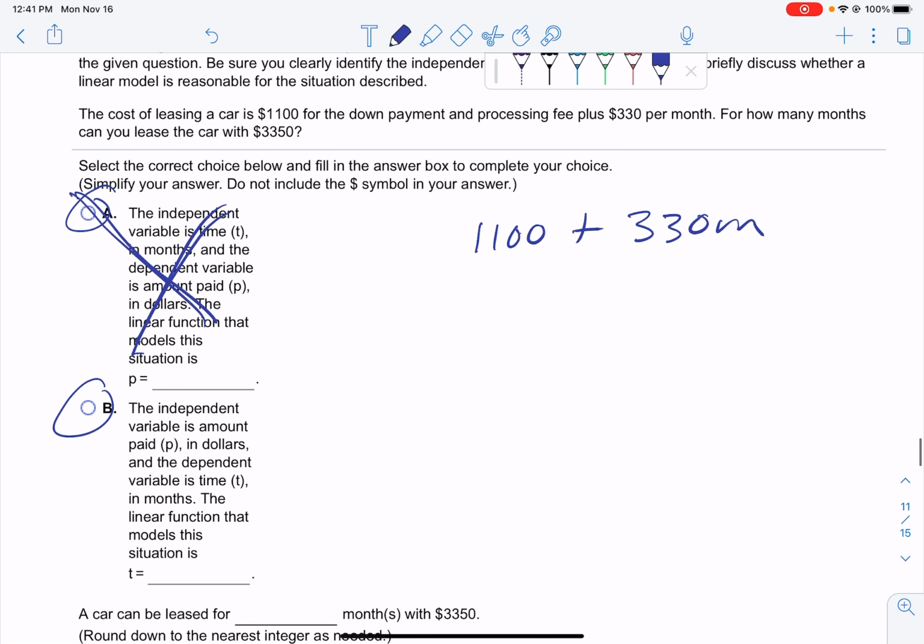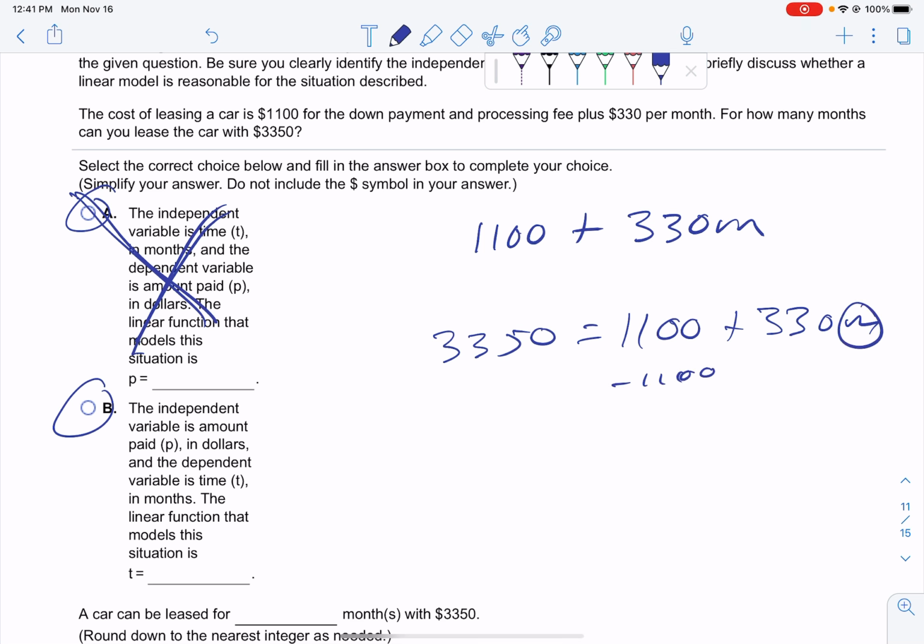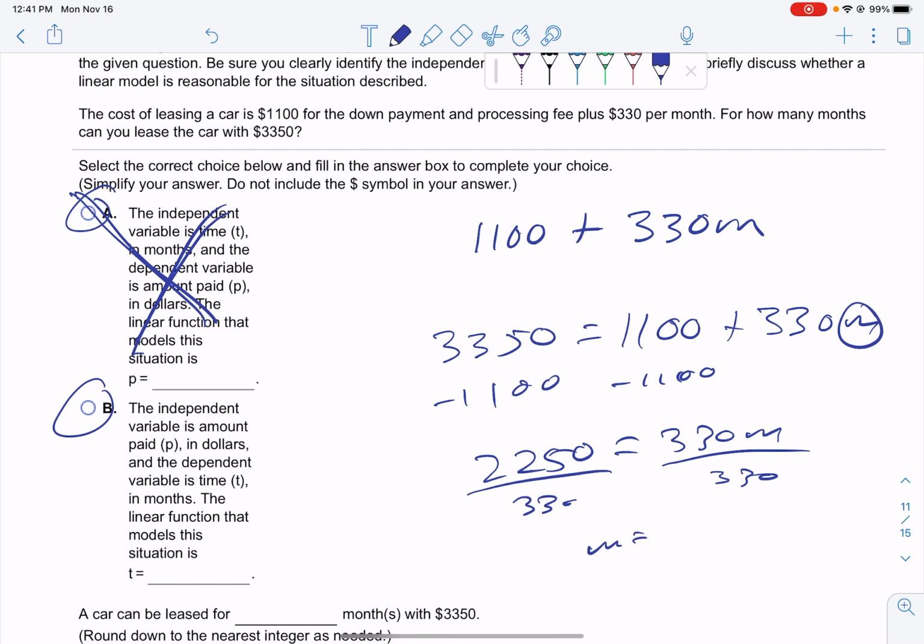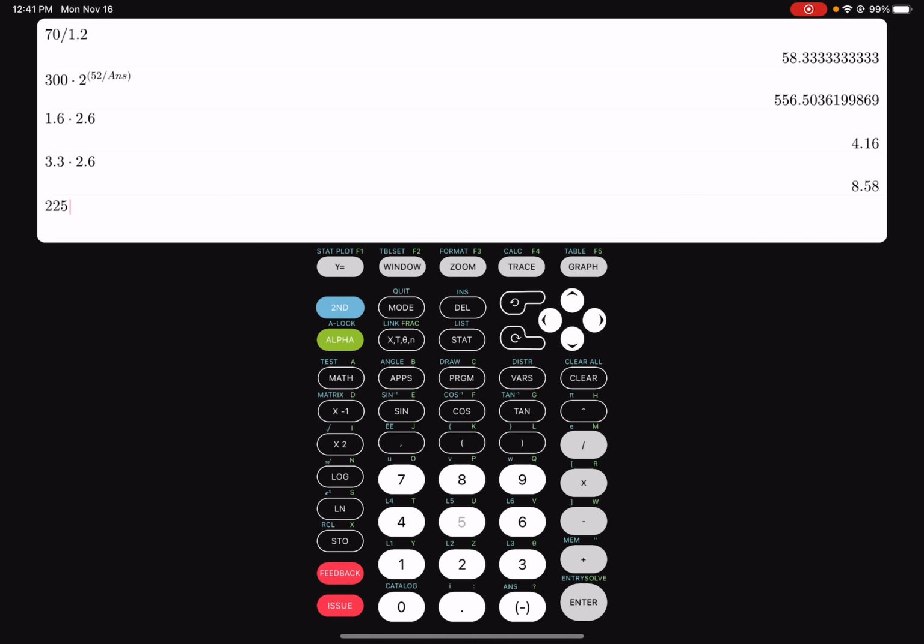So if I have $3,350 and it's going to cost me $1,100 processing and down payment and then $330 a month, I'm going to minus 1,100 because I'm trying to figure out M. So minus 1,100 gives me 2,250 equals 330 M. Divide by 330. So M equals 2,250 divided by 330, which is going to be 6.8.